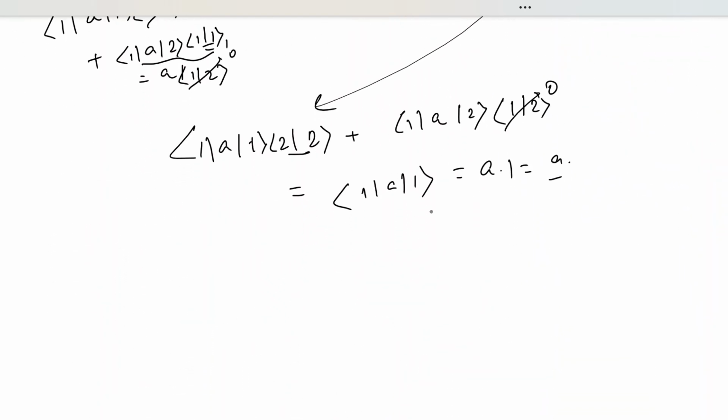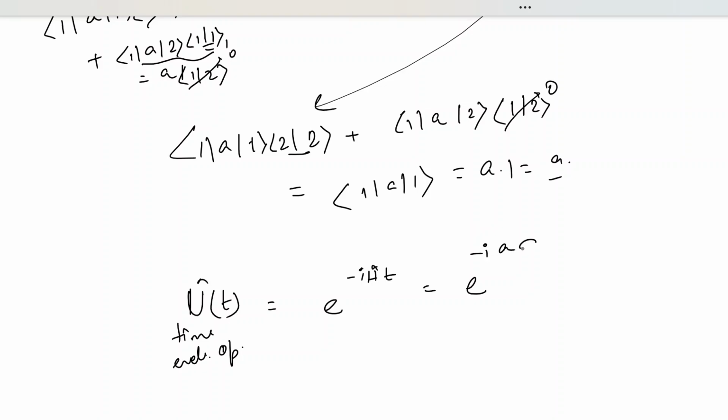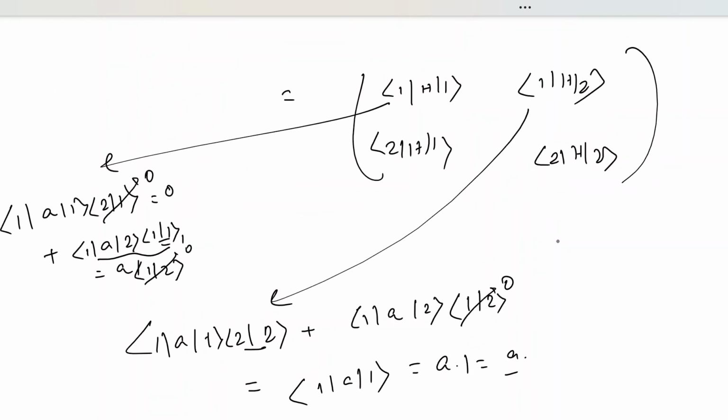Now you have to take a time evolution operator, which is U(t). U(t) is a time evolution operator, which is nothing but e to the power of minus i H t, which is like e to the power of minus i a sigma x t. Why am I writing it like this?